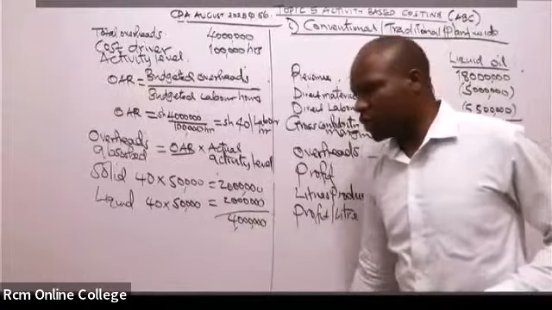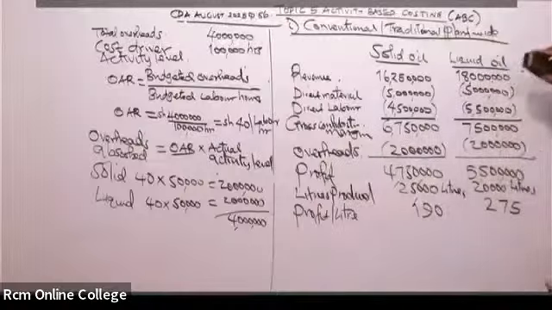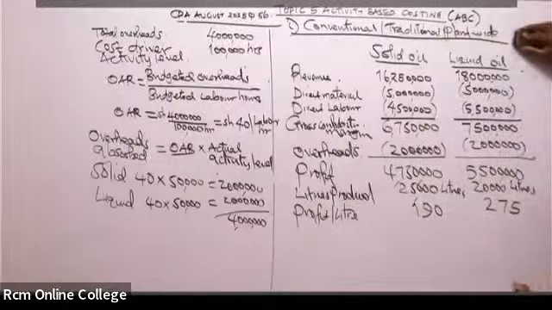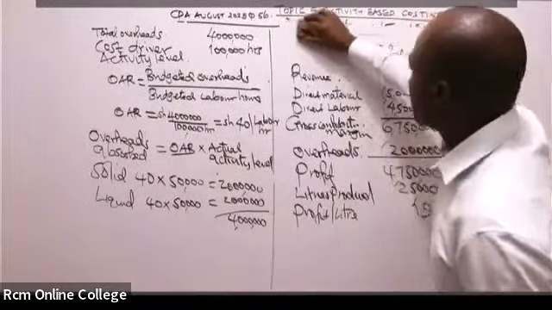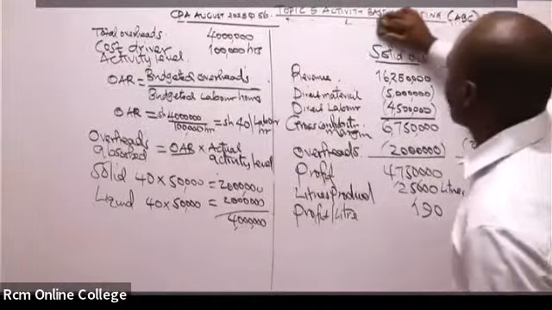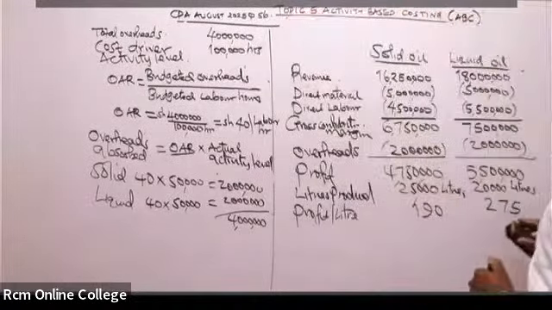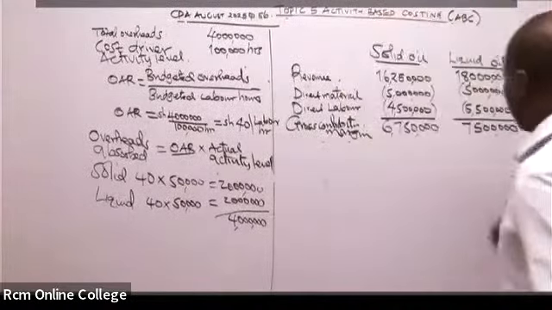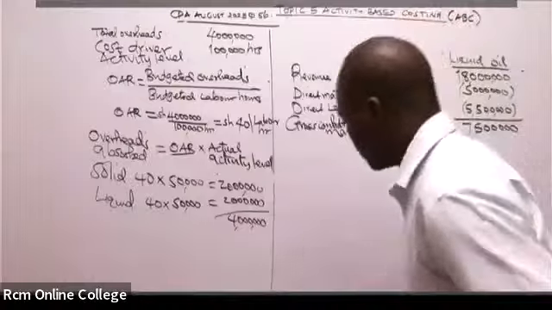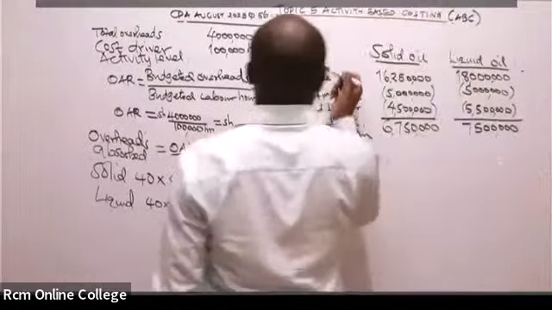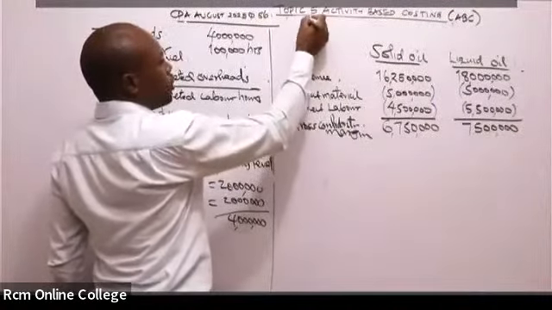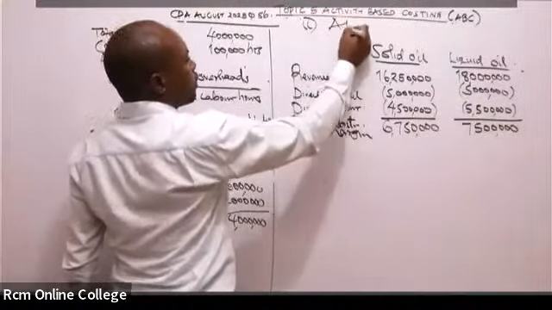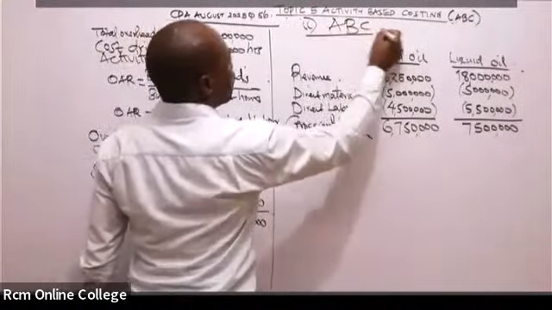Every other item will be the same when we get now to activity-based costing method. For my case, this is what I will do. I want to do it now using method number 2. For my case, I will eliminate that and also do away with this part. Do away with that part. And now, what if I'm told to do the same thing using activity-based costing? What will I do?